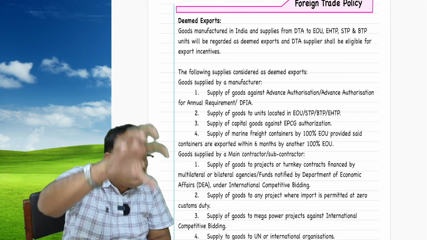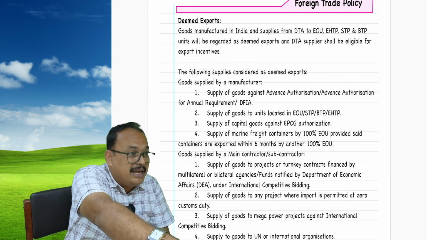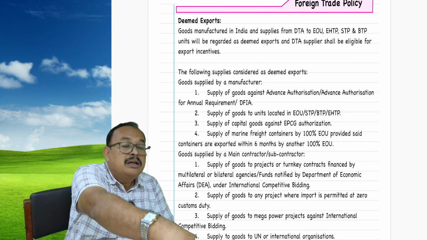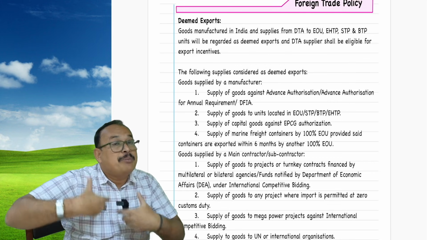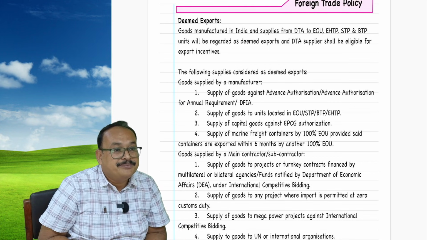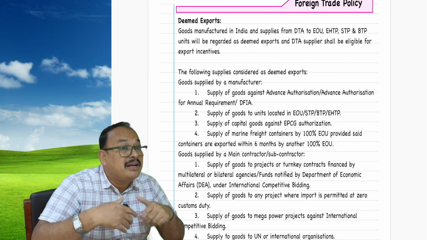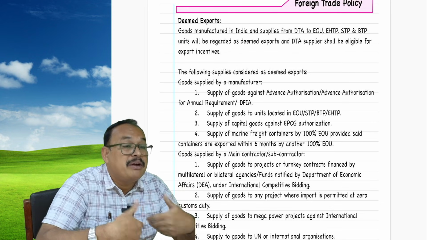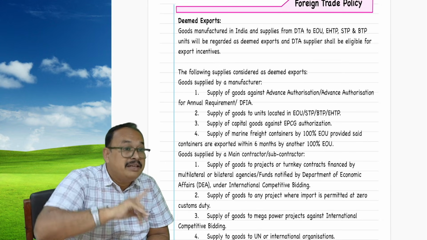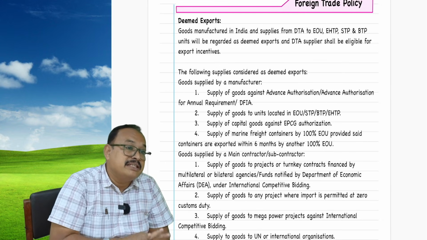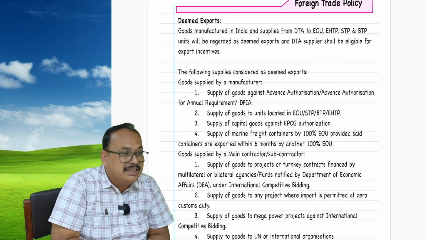That officer should certify that the client has received the goods in his premises, and with that I have to apply for the refund. Then I can get the refund. What if I paid the IGST on account of supply of goods to my buyer, which is 147, read with section 54 of the CGST? Is that clear?